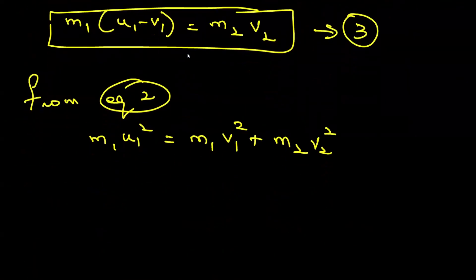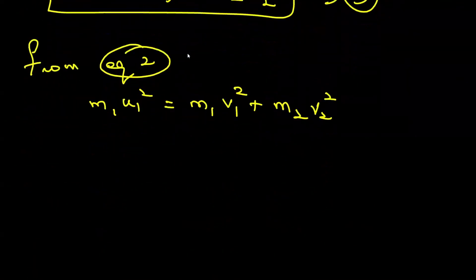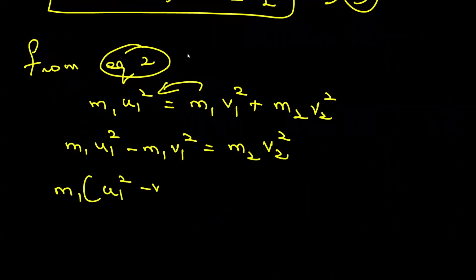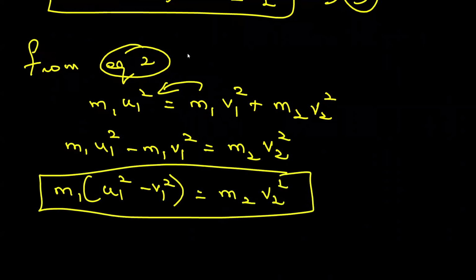Fine. What I was supposed to do? For me to find equation number 4, bring all the m1s again to one side. So it becomes m1 u1 square as it is. This part gets shifted to the left-hand side, becomes minus m1 v1 square, is equal to m2 v2 square. Now on the left-hand side, take whatever is common outside: m1 is common, then u1 square minus v1 square remains, is equal to m2 v2 square. So equation number 1 helped me get equation number 3, and equation number 2 helped me get equation number 4.